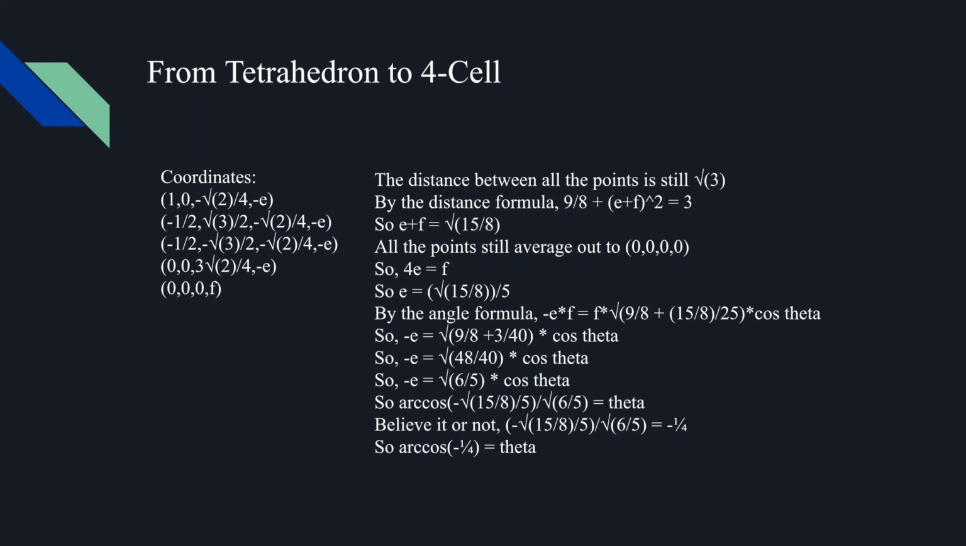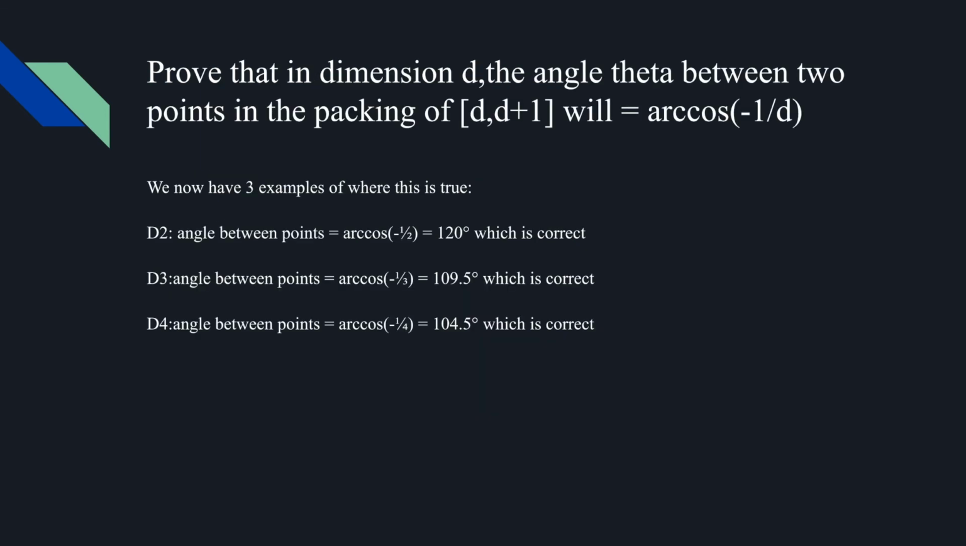And then those three examples all fall into this conjecture that in every dimension, d comma d plus 1 comma arc cosine of negative 1 over d will exist. And then three examples support that, so you can make a really good educated guess.